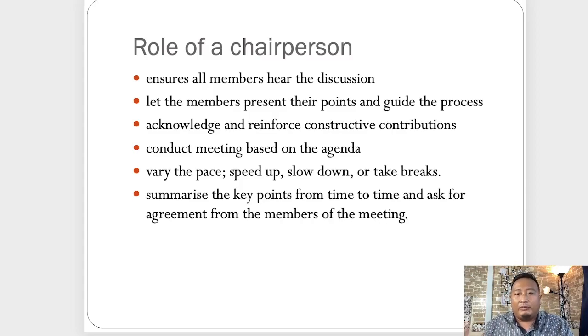Summarize the key point from time to time and ask for agreement from the members of the meeting. Don't just take and accept everything. You need to summarize. Okay, group members, he said like this. So, he thinks that if we do this, we could come up with that outcome. So, do you guys agree? Do you understand? Simplify what he explained for the others. So, a chairperson should have very good communication skills as well as language control. Okay?